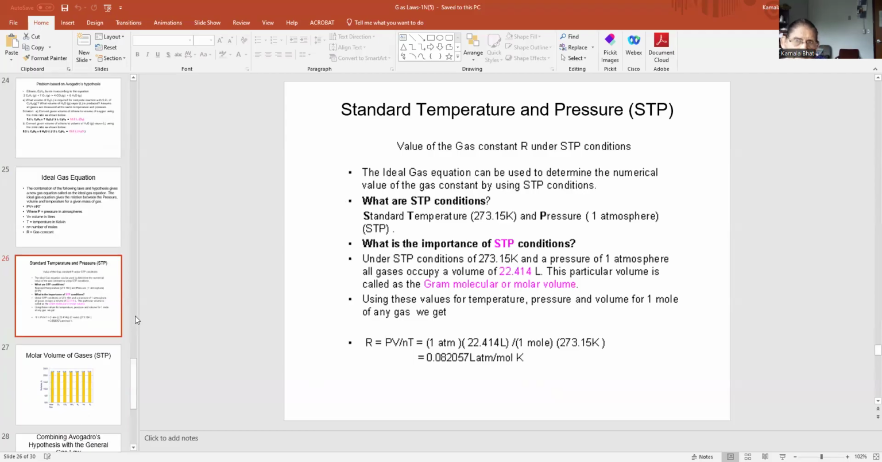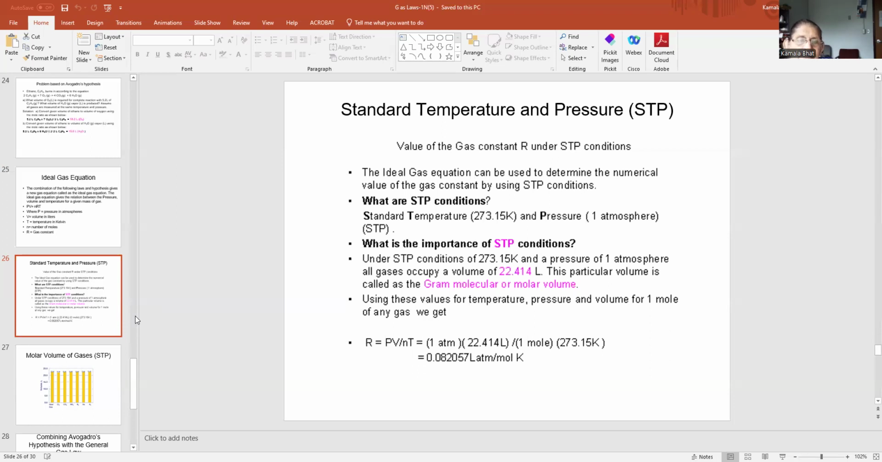Now, in order to derive the value of the gas constant, we have to include certain conditions. These conditions are called standard temperature and pressure: a temperature of 0 degrees Celsius, 273.15 Kelvin, and a pressure of 1 atmosphere.